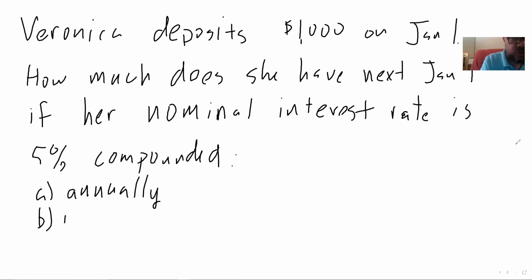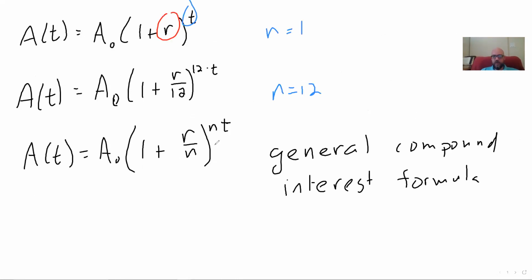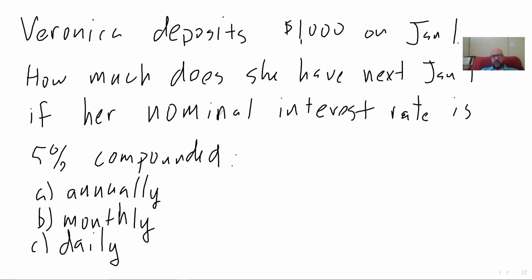B, monthly. Or C, daily. All right. So what we want to do is use the compound interest formula, this guy right here, 1 plus r over n to the nt, to figure out how much interest Veronica earns after 1 year.